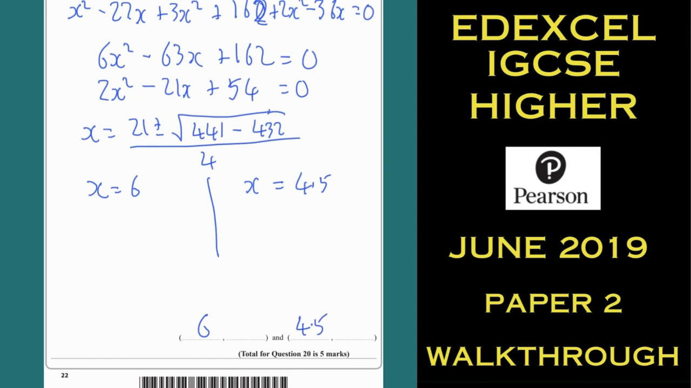So, we want the y. I'll not scroll up. The equation was y equals 9 minus x. So nice and easy to finish off. So when x is 6, y is 3, y equals 9 minus x. You get 4.5. And there we go.